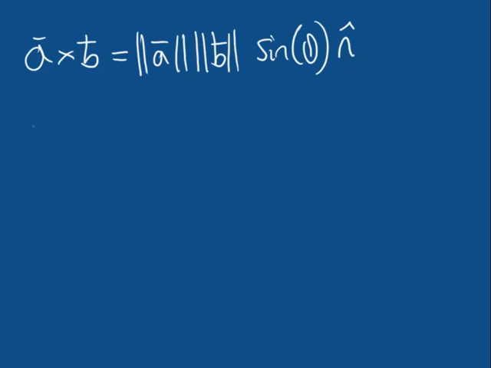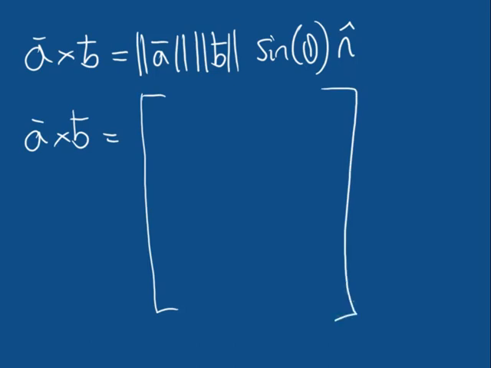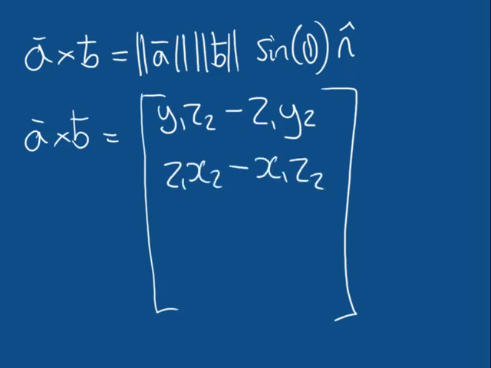We've also seen that A cross B can be defined in terms of the components of the two vectors, and that is for the first component of the result, y1 z2 minus z1 y2. For the second component of the result, it's z1 x2 minus x1 z2, and for the third component of the result, it's x1 y2 minus y1 x2. So we've seen that our cross product can be defined in two different ways.